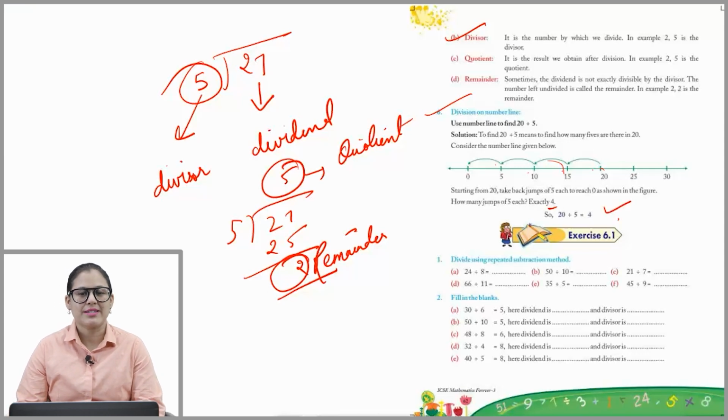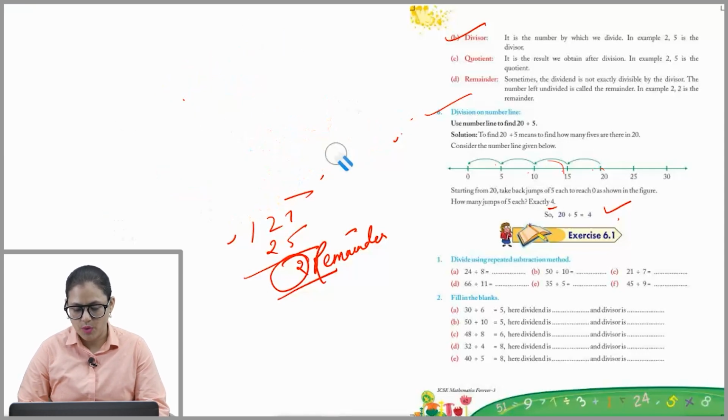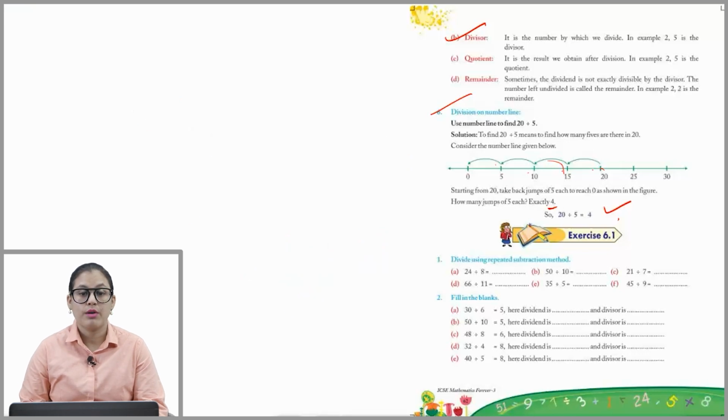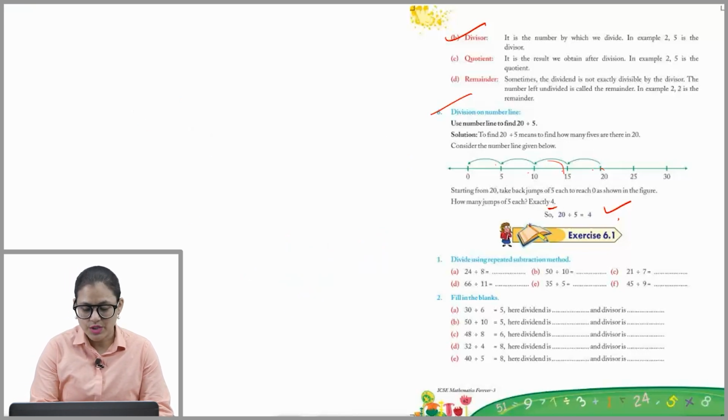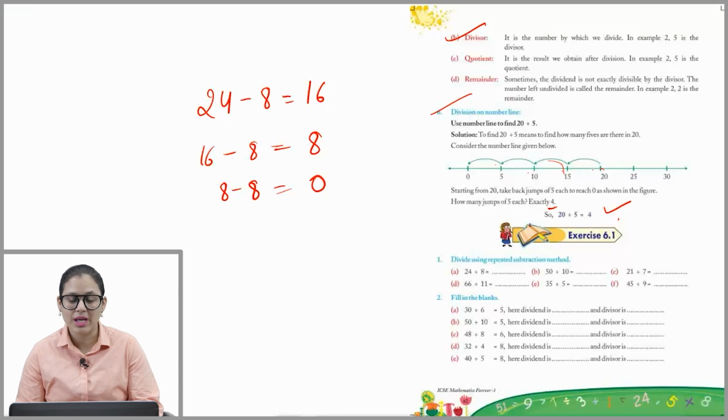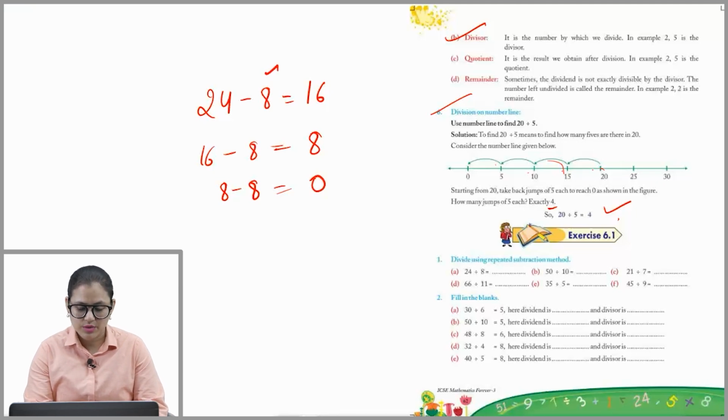Okay. Let's do exercise 6.1. Divide using the repeated subtraction method. Okay. So here you have to divide 24 by 8 using the repeated subtraction method. So first you will subtract 8 from 24. 24 minus 8 is what? 16. And 16 minus 8 is 8. And 8 minus 8 is 0. Okay, so how many times have we subtracted? 1, 2, 3. Okay, so what is the answer? 3, right?